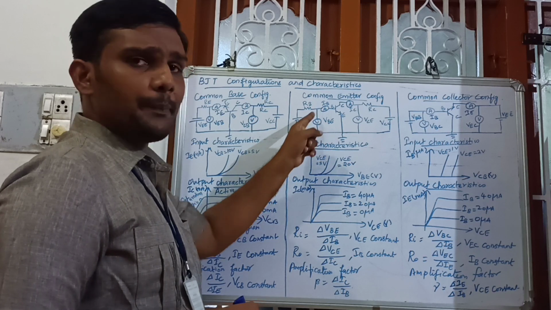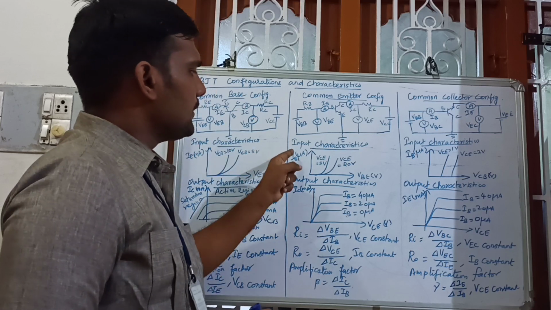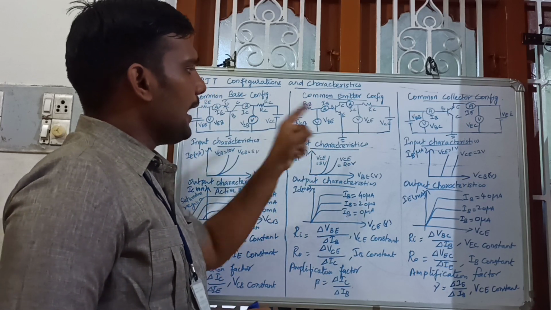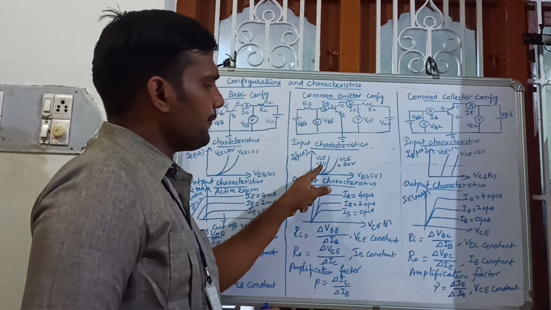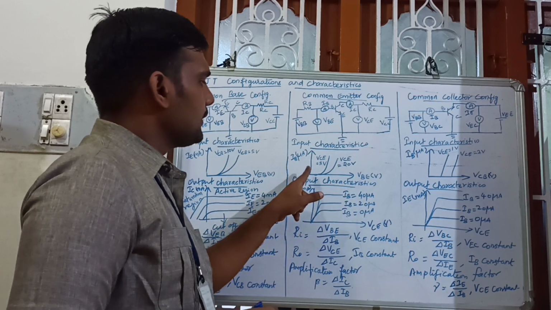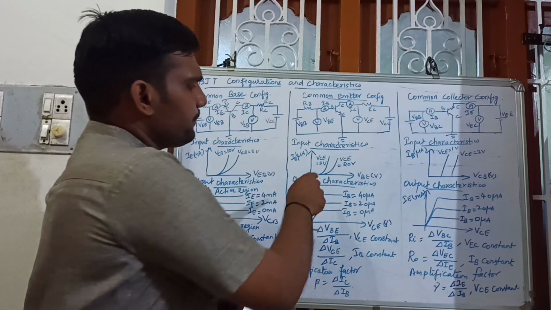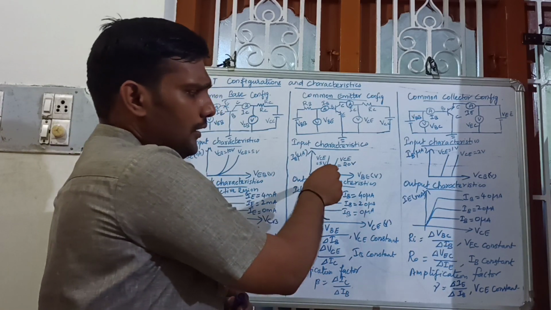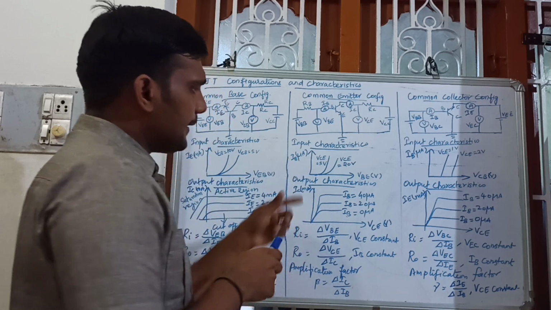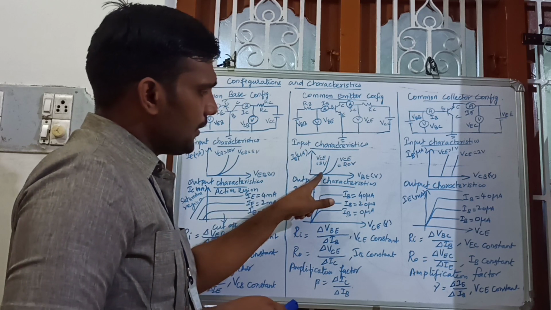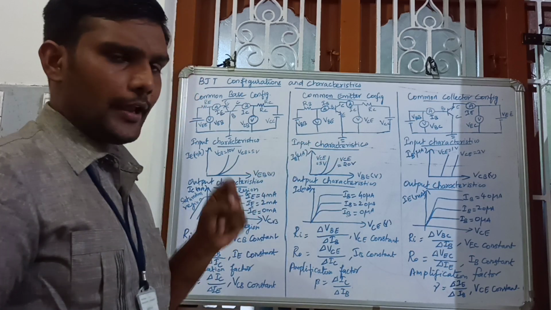And see here the input characteristics. The input characteristics is plotted between the input parameters, VBE and IB, and VCE is constant. See, for VCE 5 volt and VCE 20 volt, the input characteristics are plotted. Initially, if you are increasing VBE, there is no flow of base current, right? There is no base current up to this point. Further increase in VBE gives an increase in base current.